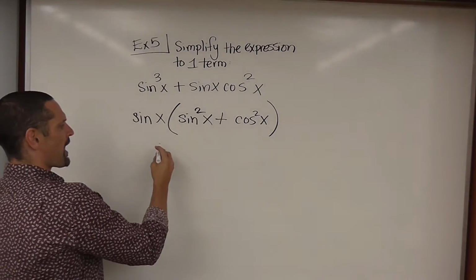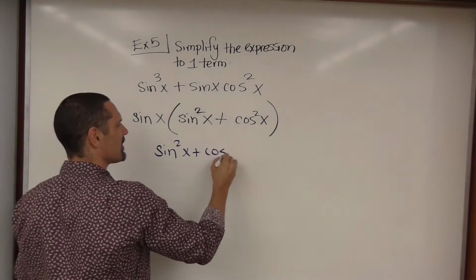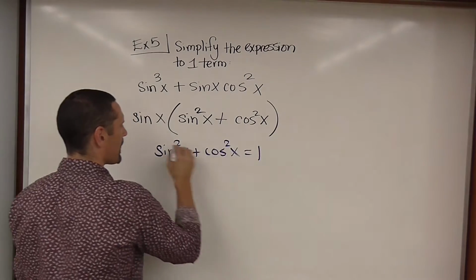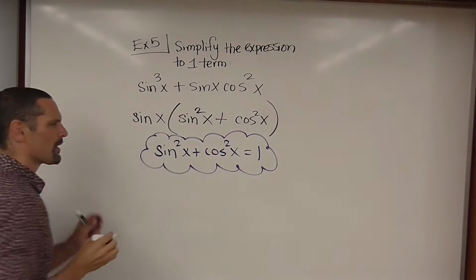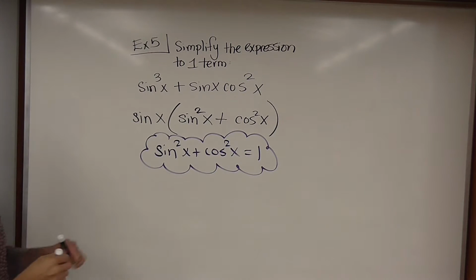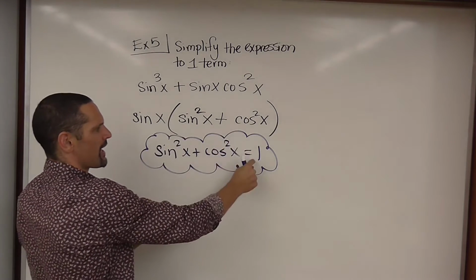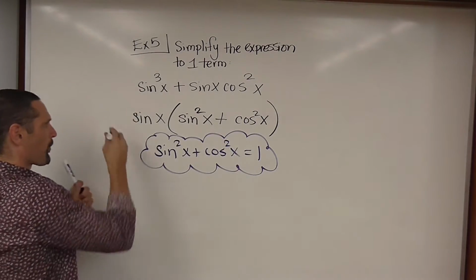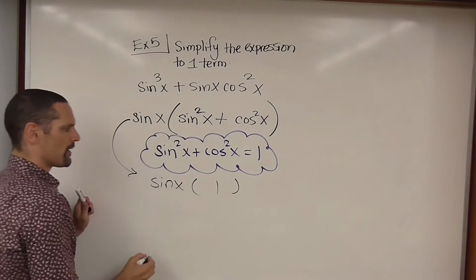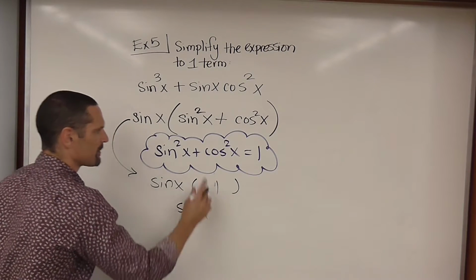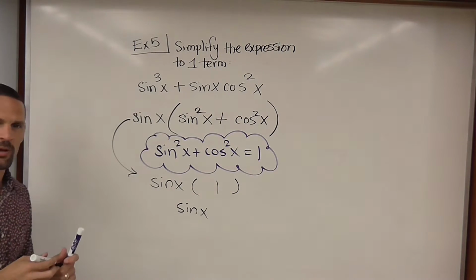Well, we know our Pythagorean identity. Here's the first one: sine squared x plus cosine squared x equals 1. This is our Pythagorean identity, the one we started with from our Pythagorean theorem. Which means anytime I see sine squared x plus cosine squared x, as I do here, I can substitute 1. So our problem becomes sine x times 1, and sine x times 1 is sine x.